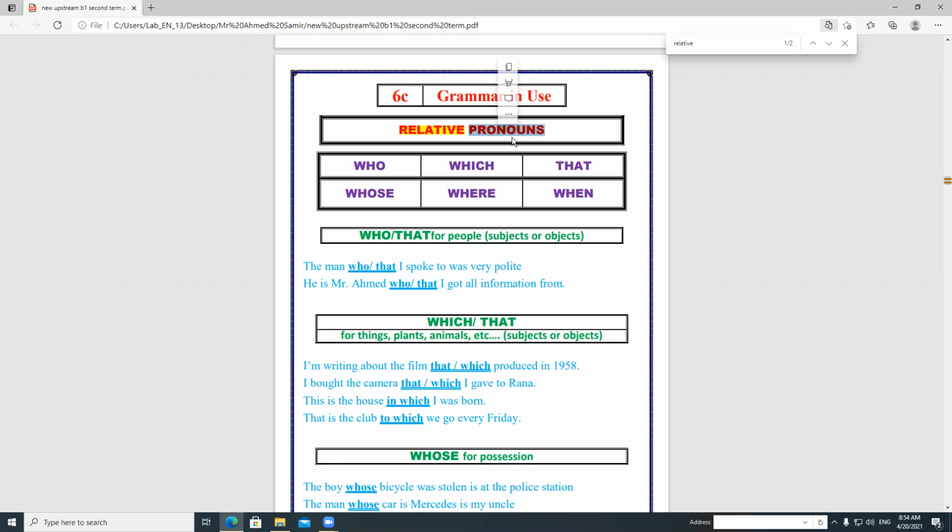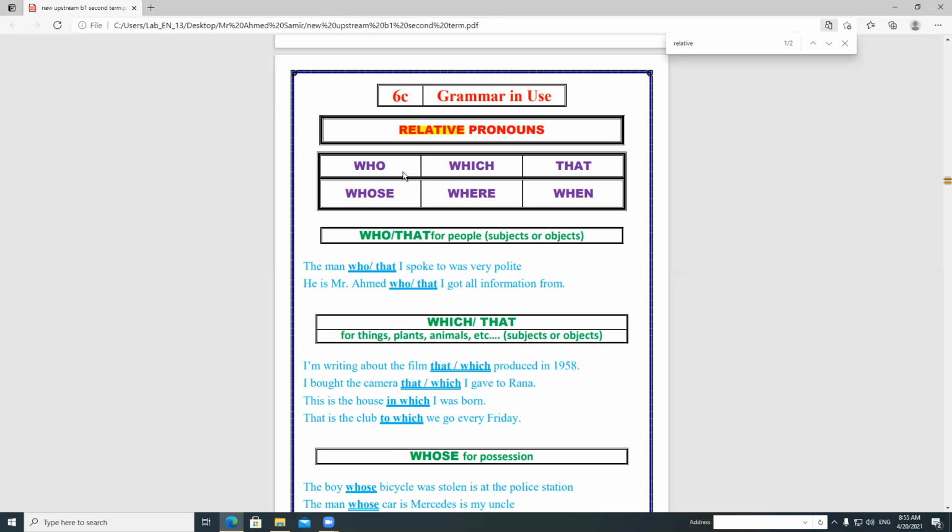The second reason is that we are giving you information about something in the second sentence. So, for example, the man who I spoke to was very polite. So I gave information about the man who I spoke to. So here I am giving new information about someone or something. So those are the reasons to use the relative pronouns.